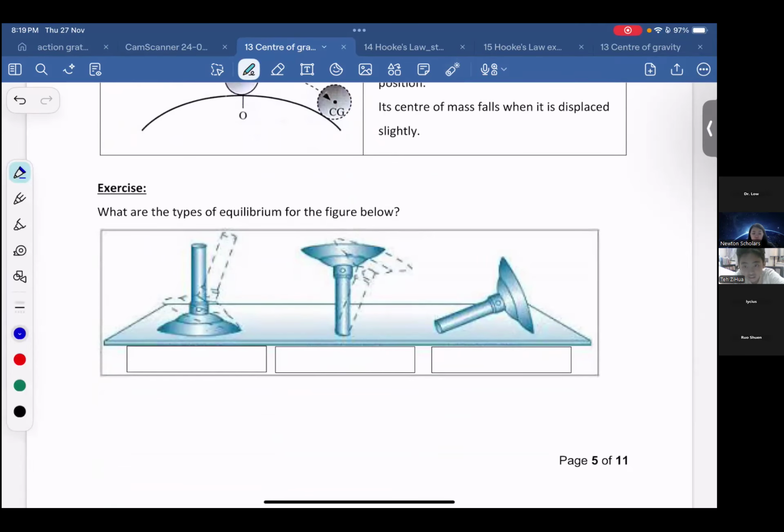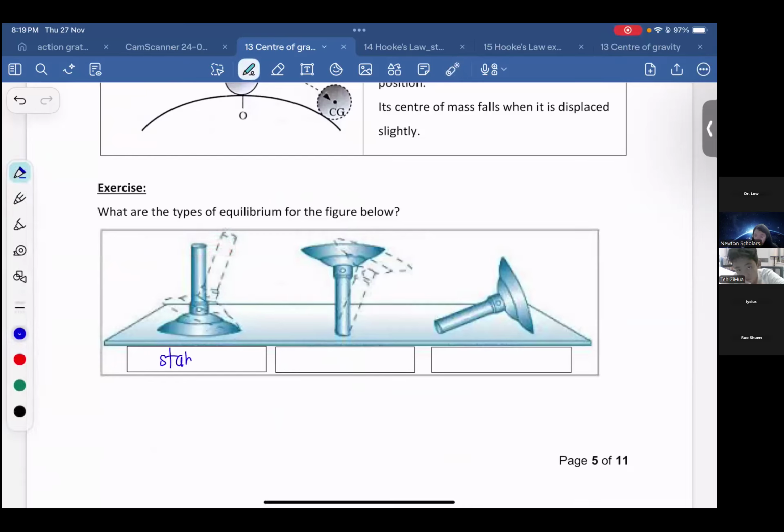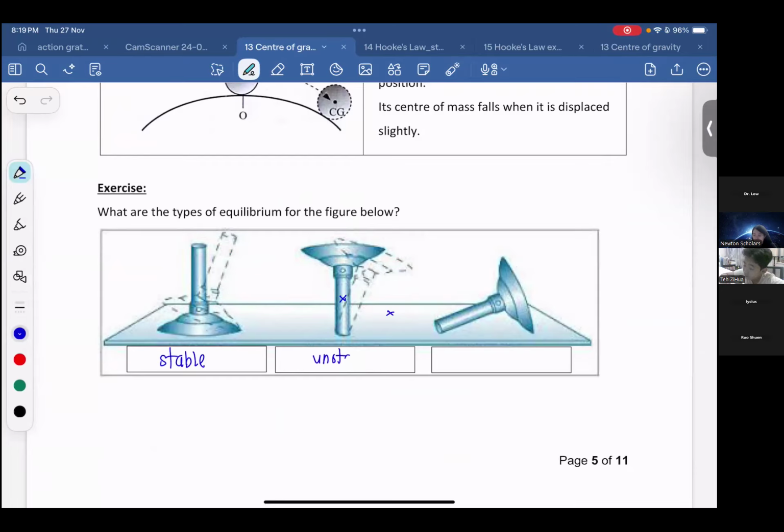For the first one, you imagine we push it like this, slightly push only. After I release my hand, it will go back to its original position. So we say this one is stable equilibrium. Then the second case, when we push it, it will fall somewhere here. So this one, the center of mass will decrease. Just now it was here, when it falls, it is somewhere here. So this one is called unstable.